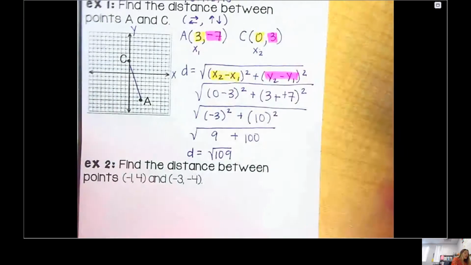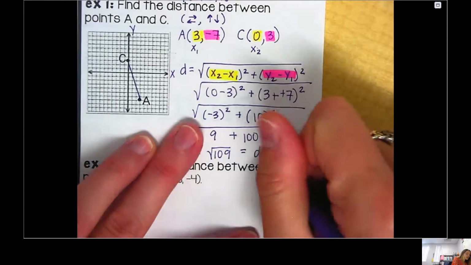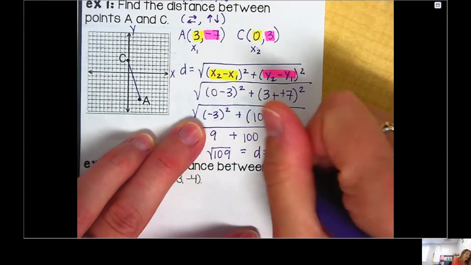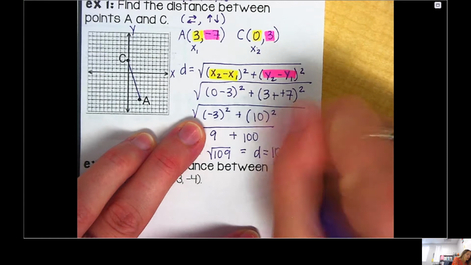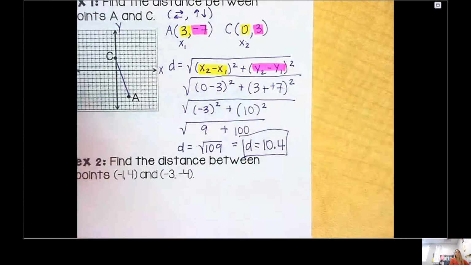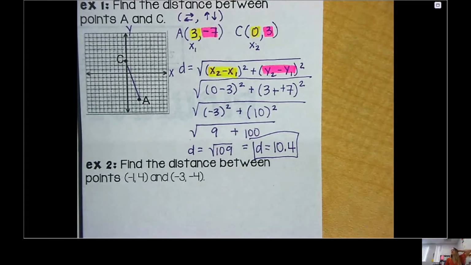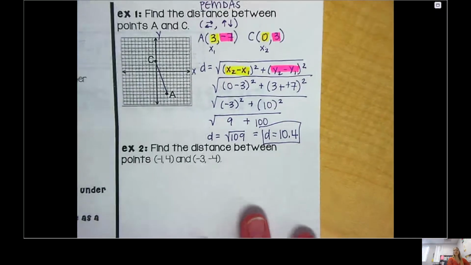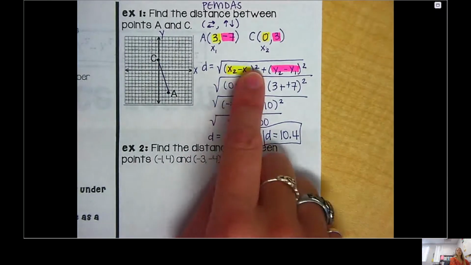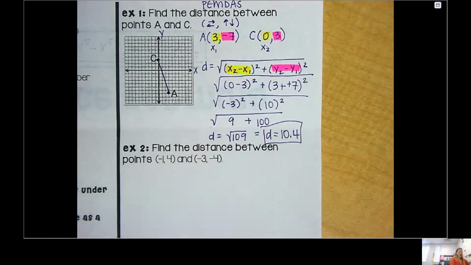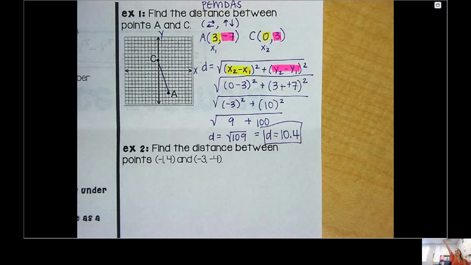Okay, so the distance between my 2 points is about 10.4 units. And that's it. All that this really is, is some algebra. It's just plugging into an equation. Now, example 2 is the same thing. You're just going to subtract the x's and square them, subtract the y's and square them. Do you think you can do number 2 without me? Yes. Okay, great. Work with people at your table.